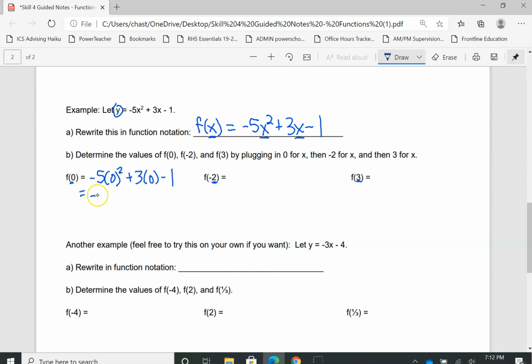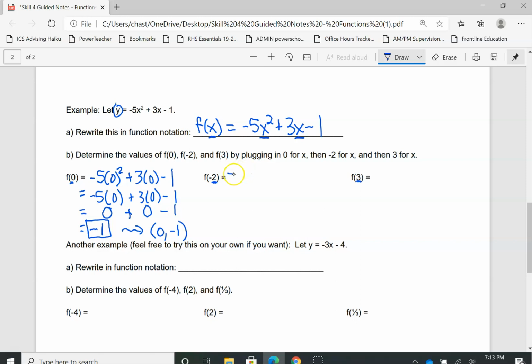So in this case, if we look at the order of operations, we're going to see that these terms are zeros. So f of 0 is -1. With f of 0 equaling -1, that implies the ordered pair (0, -1) is on the graph.